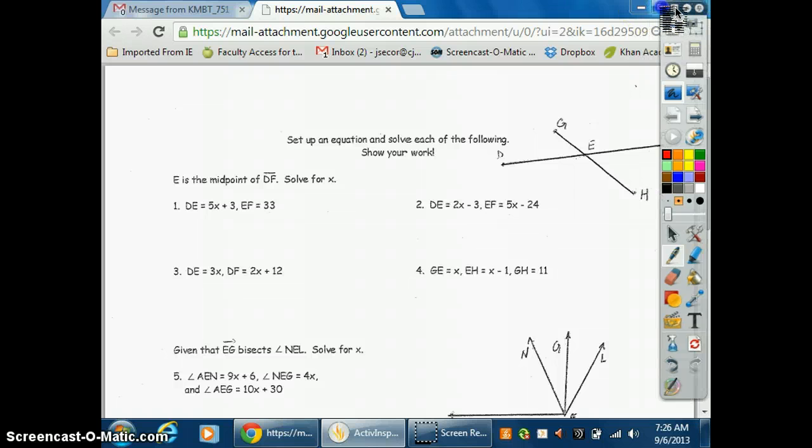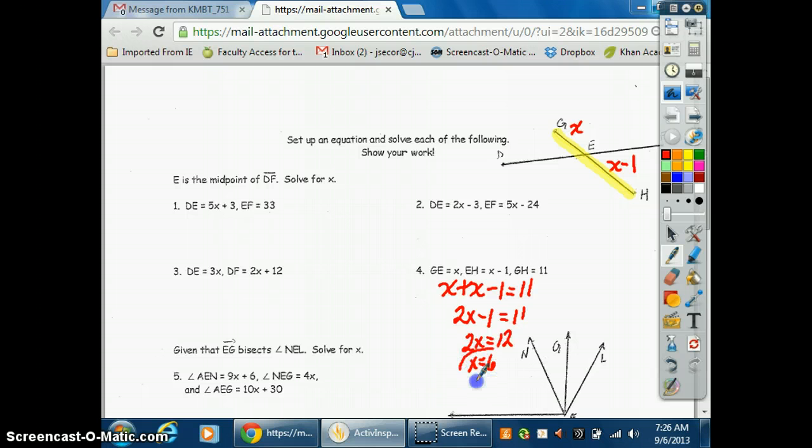This time it says that we're going to look at GE and EH. GE is x. Now these are not congruent. And EH is x minus 1. And the whole thing equals 11. So this whole thing is 11. So we'll set the equation x plus x minus 1 equals 11, or 2x minus 1 equals 11, or 2x equals 12 if we add 1 to both sides, and then divide by 2, x is 6.